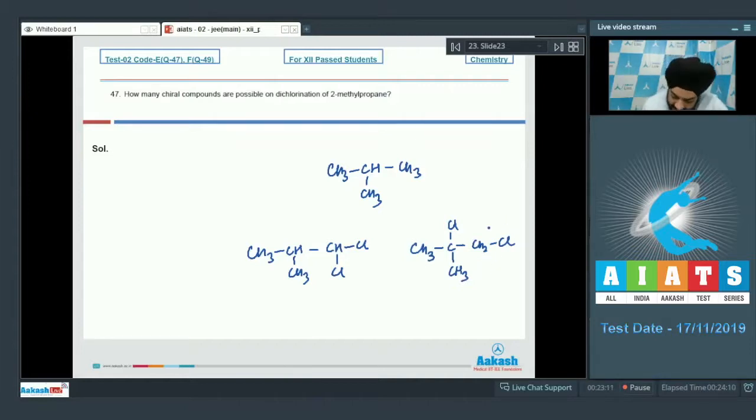Okay, we can have another case in which both the chlorine atoms are added on the terminal carbons. So there are these three possibilities, students, and if you look at these compounds, none of them are optically active, none of them are chiral. So for this question we have to mark the correct answer as 0. Okay, it forms three compounds, none of which are chiral. Let's look at the next question now.